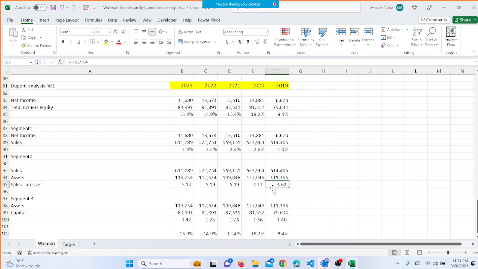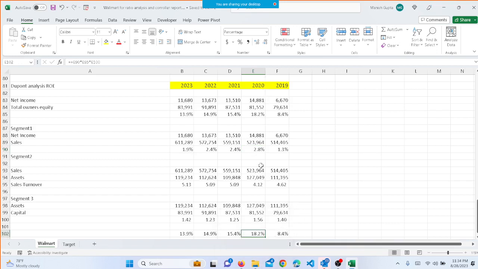The sales turnover, in fact, dropped from 4.6 to 4.1, which is 4 times. So not a significant improvement. But 2019 to 2020 saw a very significant improvement in the sales, right? So what it means is that the company doubled the operating margin, so their return on equity doubled, right? Also more than doubled.